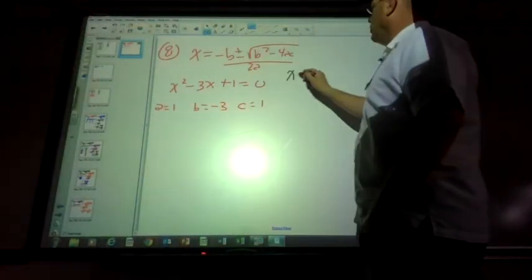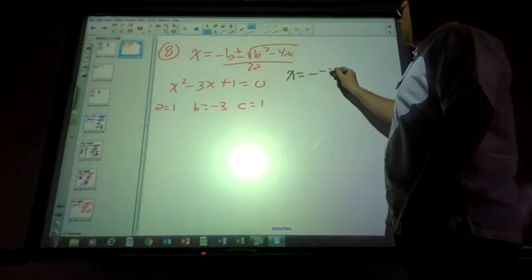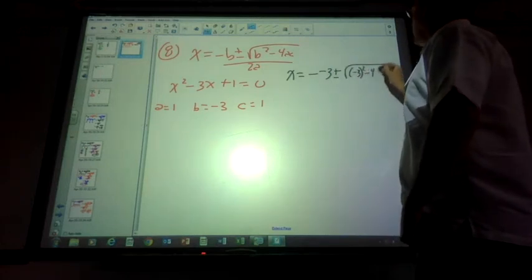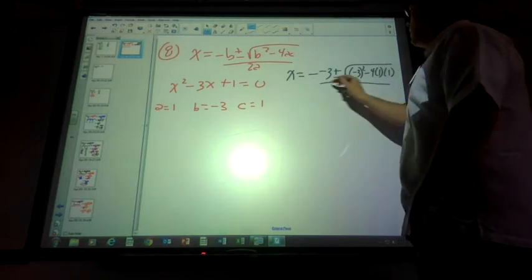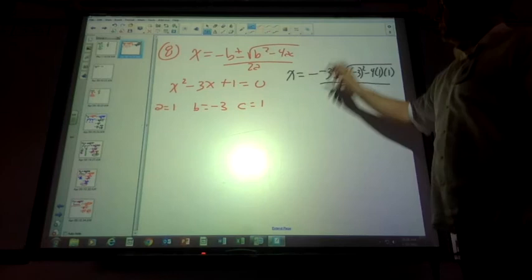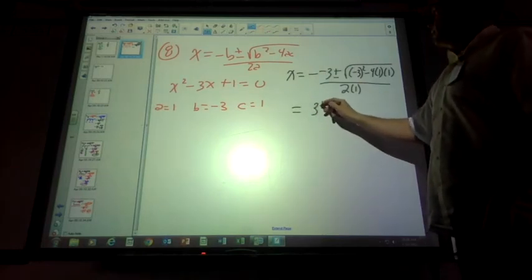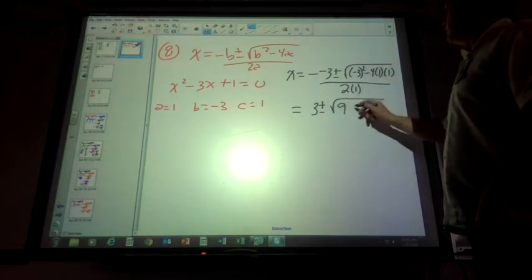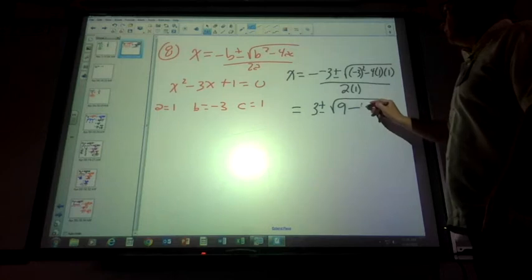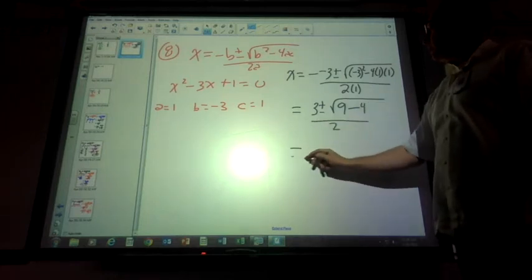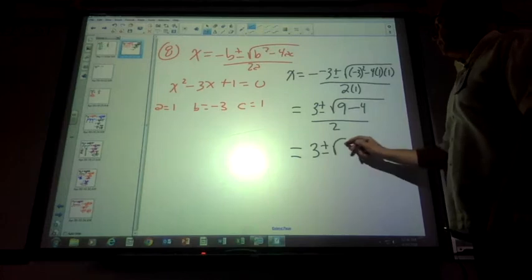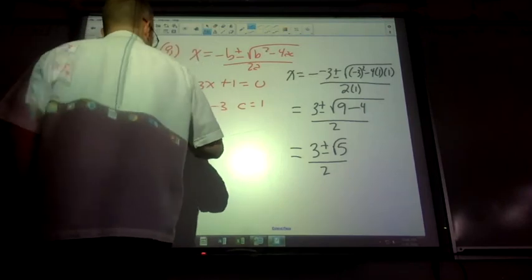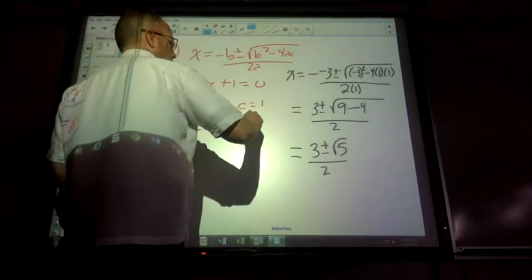All right, so I get x equals negative, and then plugging b in, so negative negative 3, plus or minus the square root of negative 3 quantity squared, minus 4 times the 1 times the c value, all over 2 times 1. Negative negative 3 is 3, plus or minus, let's see, negative 3 quantity squared is positive 9, minus 4 times 1 times 1 is 4. So I get 3 plus or minus the square root of 5 over 2. That's a nice exact answer, but I want to know what the square root of 5 is equal to in decimals.